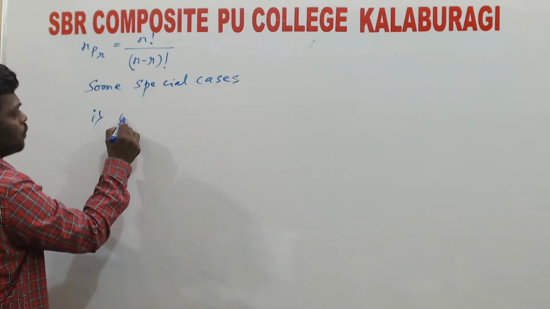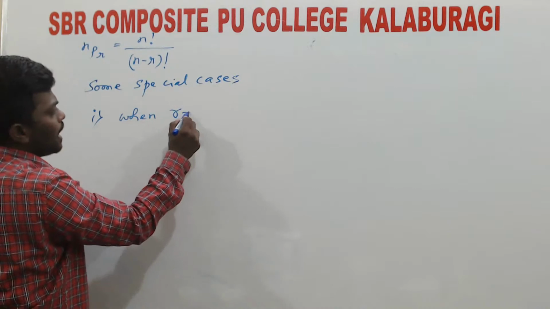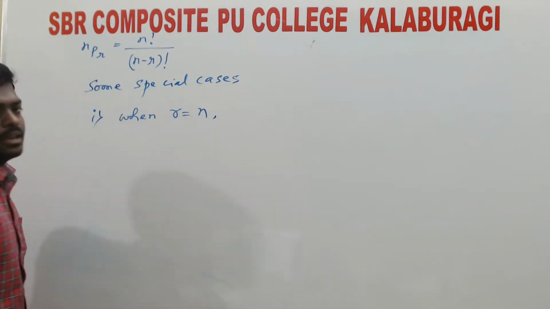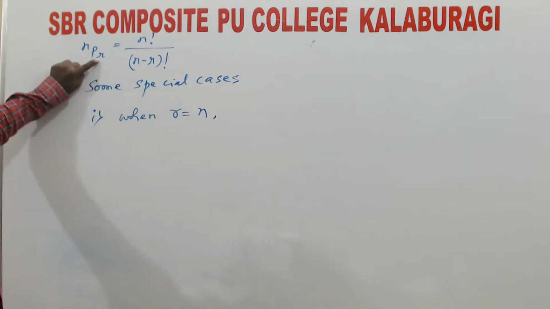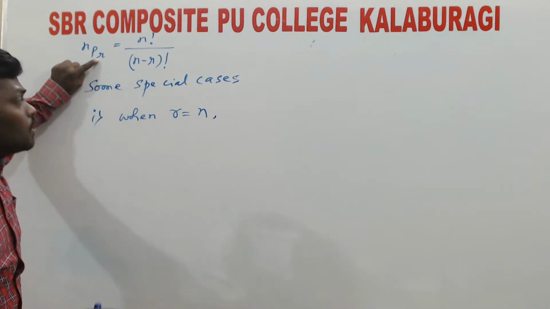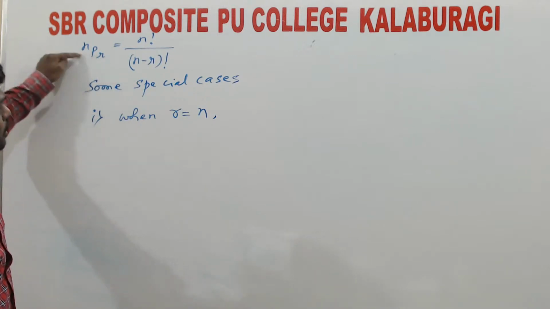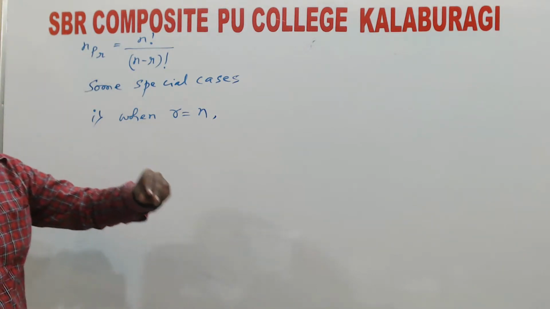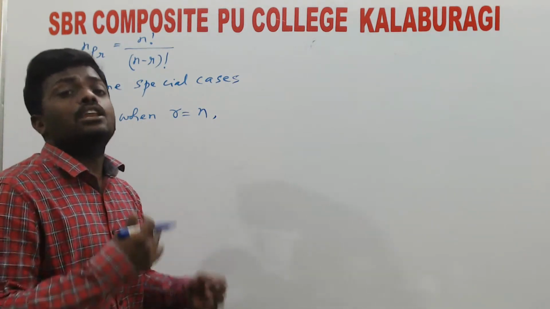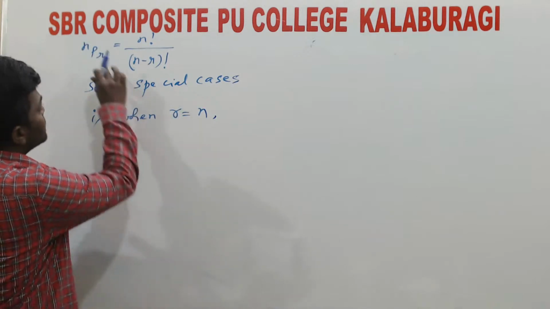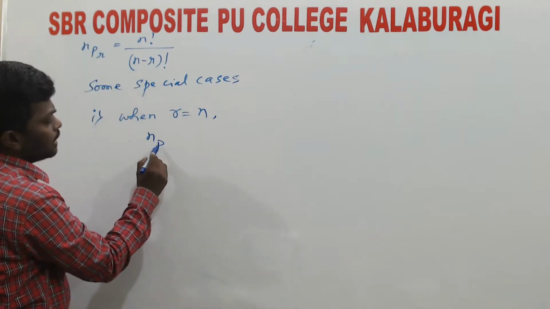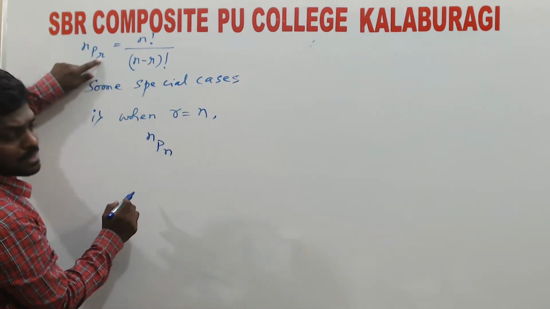So first one, what if r is equal to n? What if all the objects are taken? You have to arrange n objects out of n objects, which means you are arranging all the n objects. So now replace r by n, nPn. I am just replacing r by n.